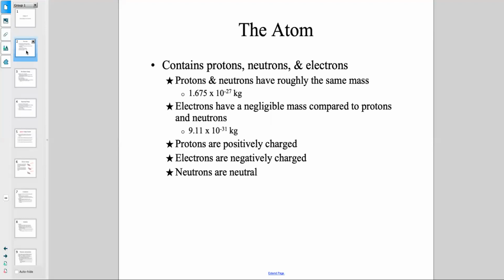Protons are positively charged, so we have a positive charge for protons, and electrons are negatively charged. But even though their masses are different, their charges are the same. The amount of charge for proton and electron is the same. And neutrons are neutral. They don't have any charge associated with them.